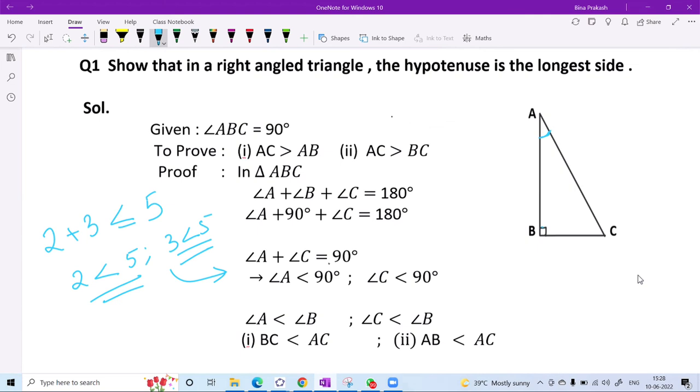Likewise, angle C is less than angle B. Which side corresponds to angle C? AB. Which side corresponds to angle B? AC. So we have proved that both the other two sides of the triangle will definitely be shorter than the longest side, that is the hypotenuse AC. The term we have for the side opposite the 90 degree angle is hypotenuse. Hypotenuse is the side which is opposite to 90 degrees. So this is what we have as the first question.